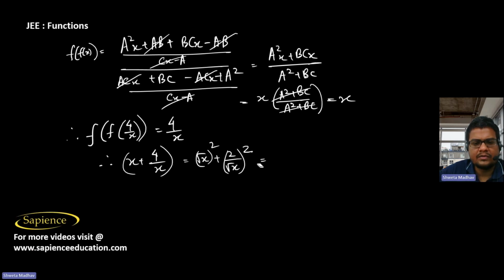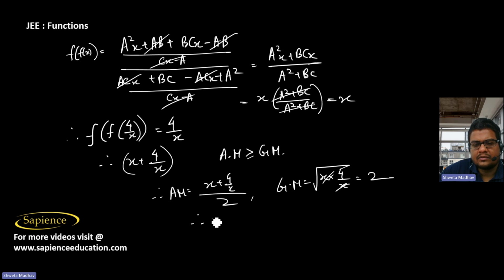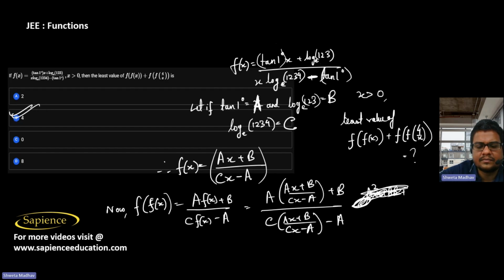Or we can apply arithmetic mean is greater than geometric mean. We know that arithmetic mean is greater than or equal to geometric mean. So therefore, their arithmetic mean will be (x plus 4 by x) by 2, and geometric mean will be root over x into 4 by x, which is root over 4, that is 2. So therefore, (x plus 4 by x) by 2 is greater than or equal to 2. So x plus 4 by x is greater than or equal to 4. So therefore, its minimum value is 4. So option B is the correct answer.